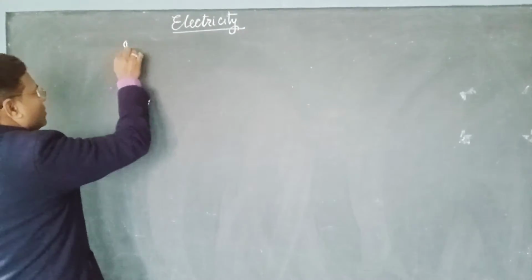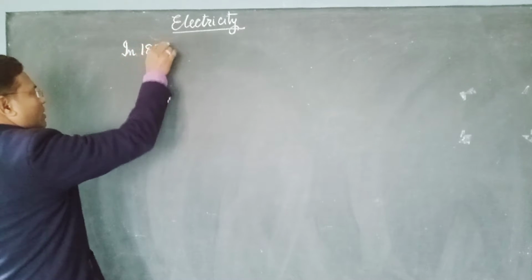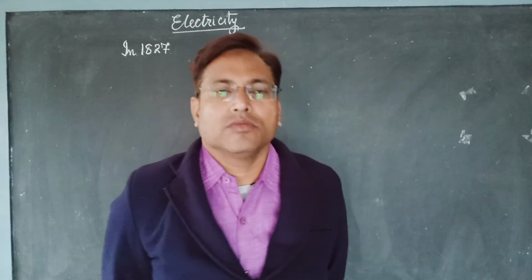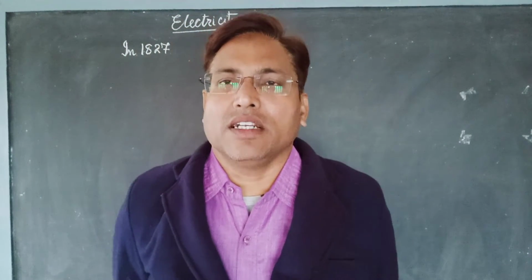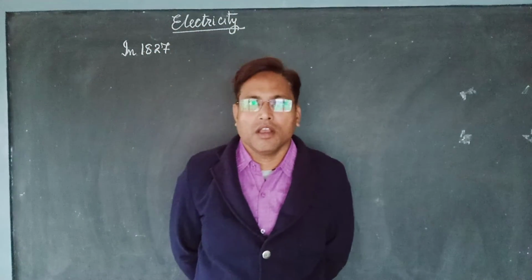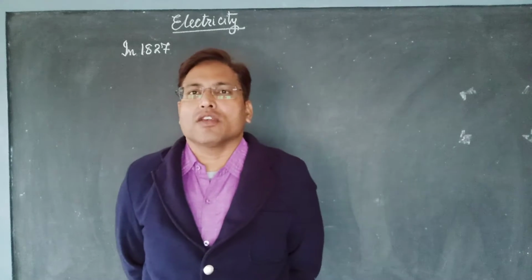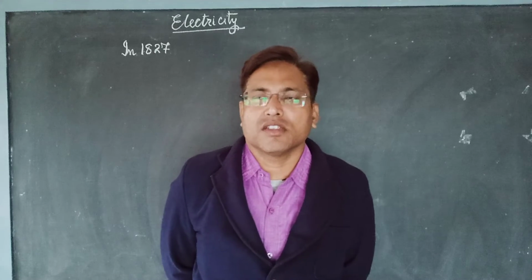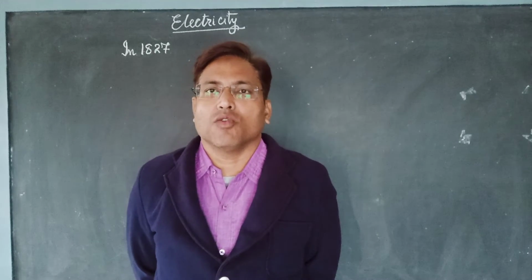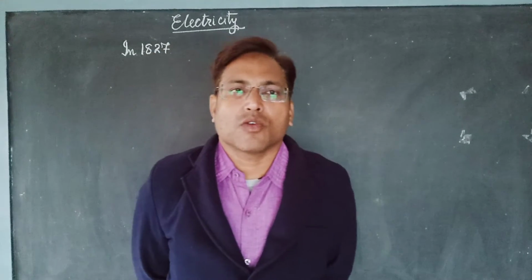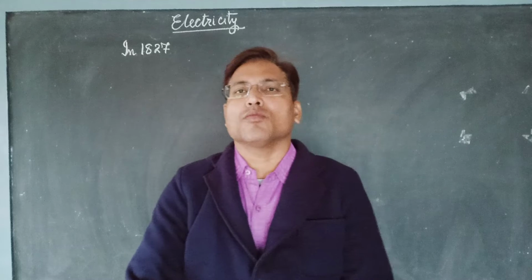So in 1827 George Simon Ohm gave us the relation between electric current and potential difference, and that law is known as Ohm's law in honor of him, because his name was George Simon Ohm. So this law we call Ohm's law. So what is Ohm's law? What is said in Ohm's law?